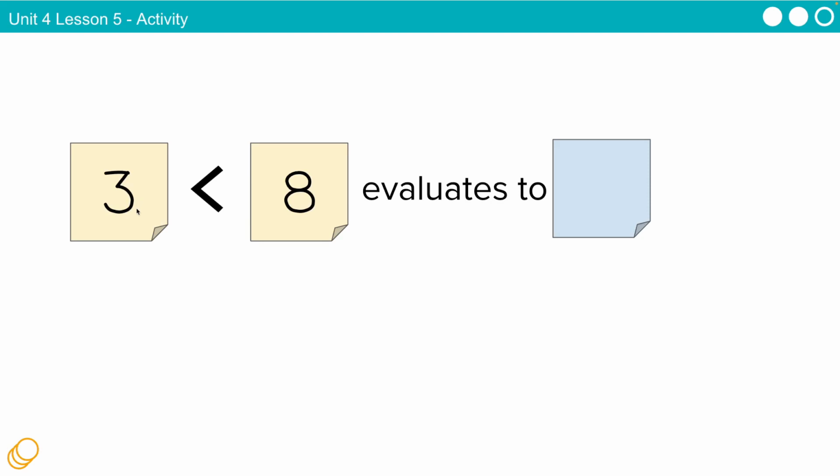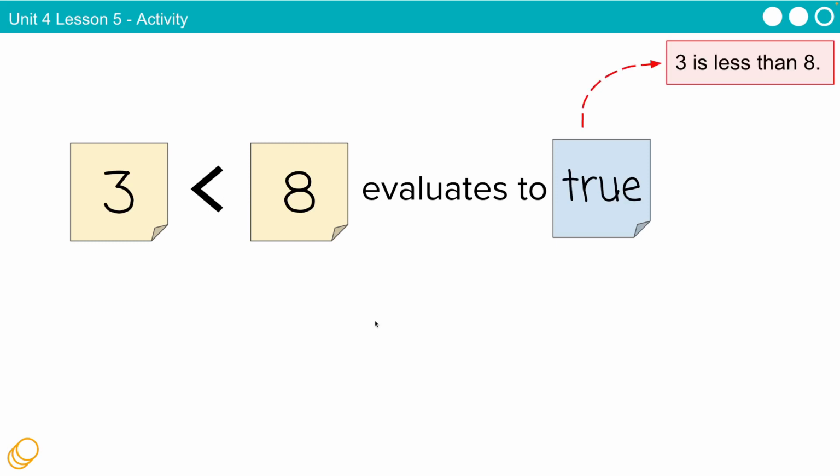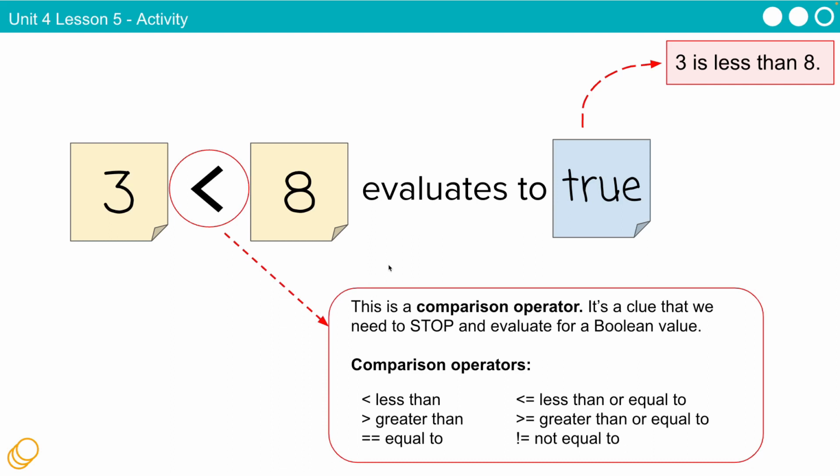So, what do you guys think? Is 3 less than 8? Yes. 3 is less than 8. So that evaluates to being true. This is how comparison operators work. We're going to see about that next. It's a clue that we need to stop and evaluate for a Boolean value. Less than, greater than, equal to, less than or equal to, etc., etc.